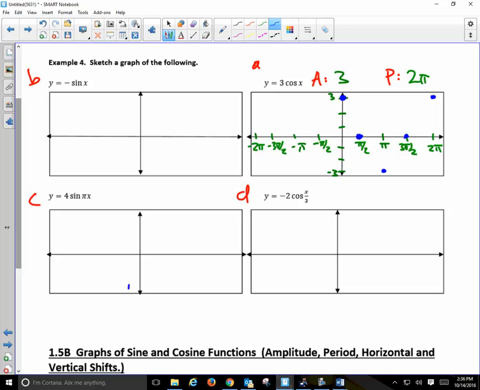I'm going to do the other side as well. At negative pi over 2 it will cross back over the middle before it bottoms out. And it'll go back to the middle before it gets to the maximum. And you can do your best to draw a nice cosine curve.